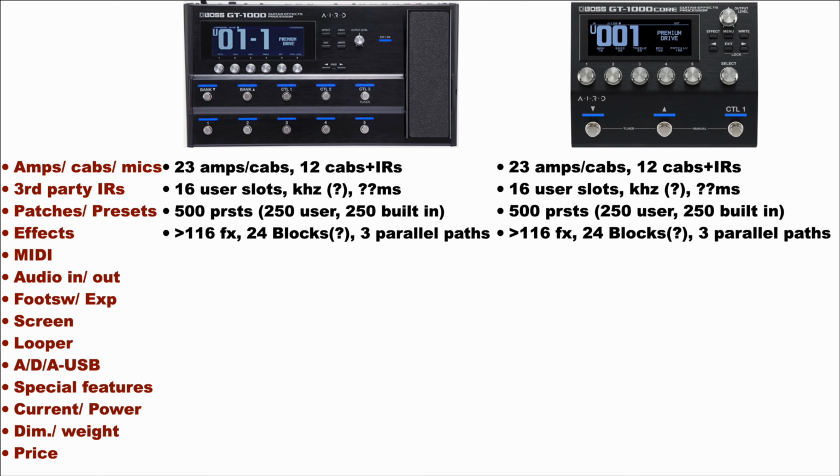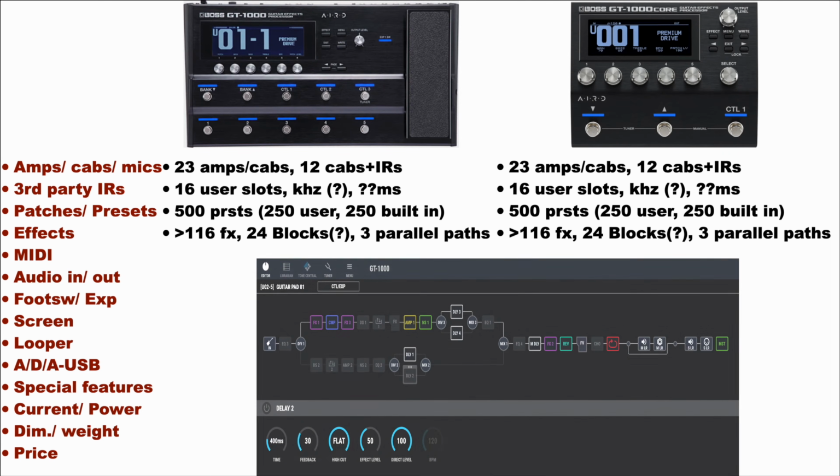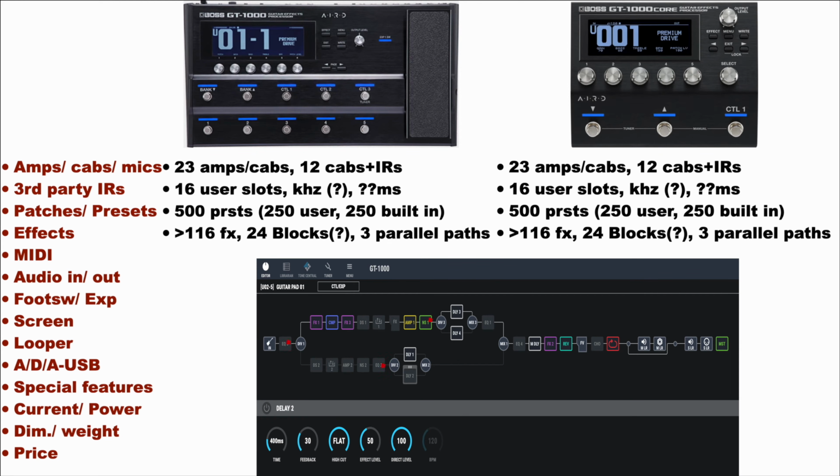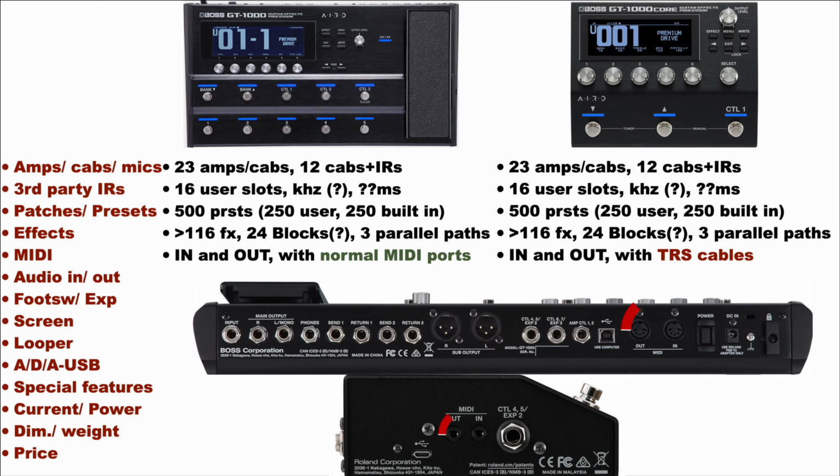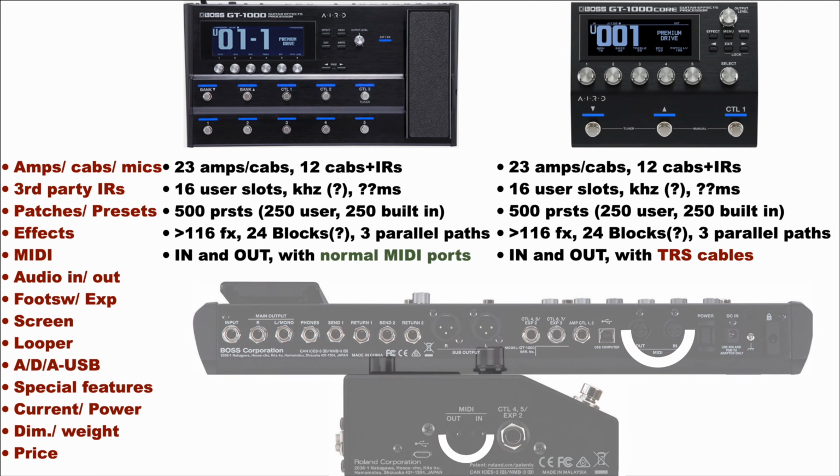They both have 500 presets and more than 116 effects distributed in 24 blocks. And if I understood it well, you can have 3 parallel sets of effects. Both have the same MIDI capabilities, but here we have the first difference, as the normal GT1000 has regular MIDI ports, while the GT1000 Core has MIDI over TRS cables.